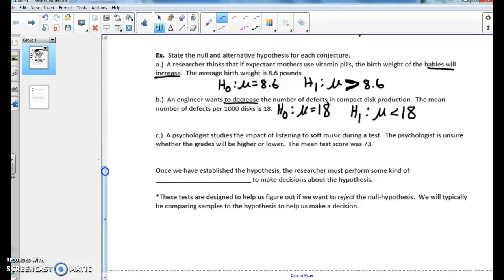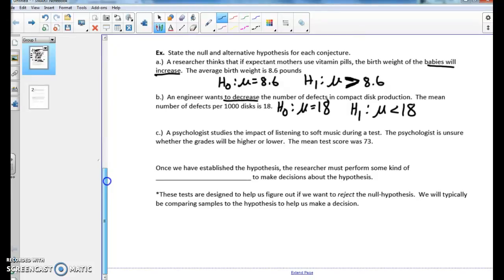And letter C: a psychologist studies the impact of listening to soft music during a test. The psychologist is unsure whether the grades will be higher or lower. The mean test score was 73. So our starting point, that mean test score, was mu equals 73. For our alternative hypothesis, mu could be above, it could be below, so we're just going to say that it's not equal to 73.